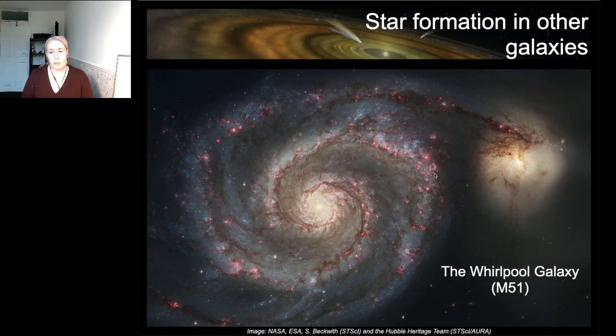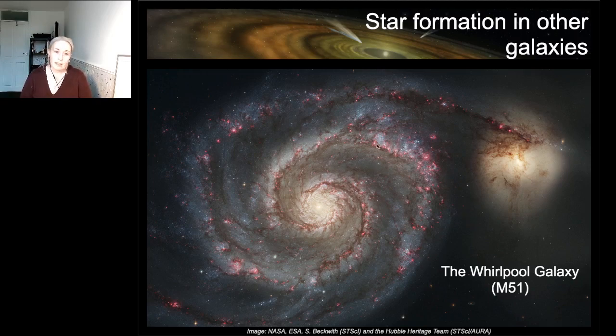We can look at star formation in other galaxies as well. So stars don't only form in the Milky Way, they also form in neighbouring galaxies, and this is an optical wavelength image of the Whirlpool galaxy, M51, one of our closest galaxies to us. And you can see again this is a composite image. We have the optical wavelength light and also the infrared wavelength light as well.